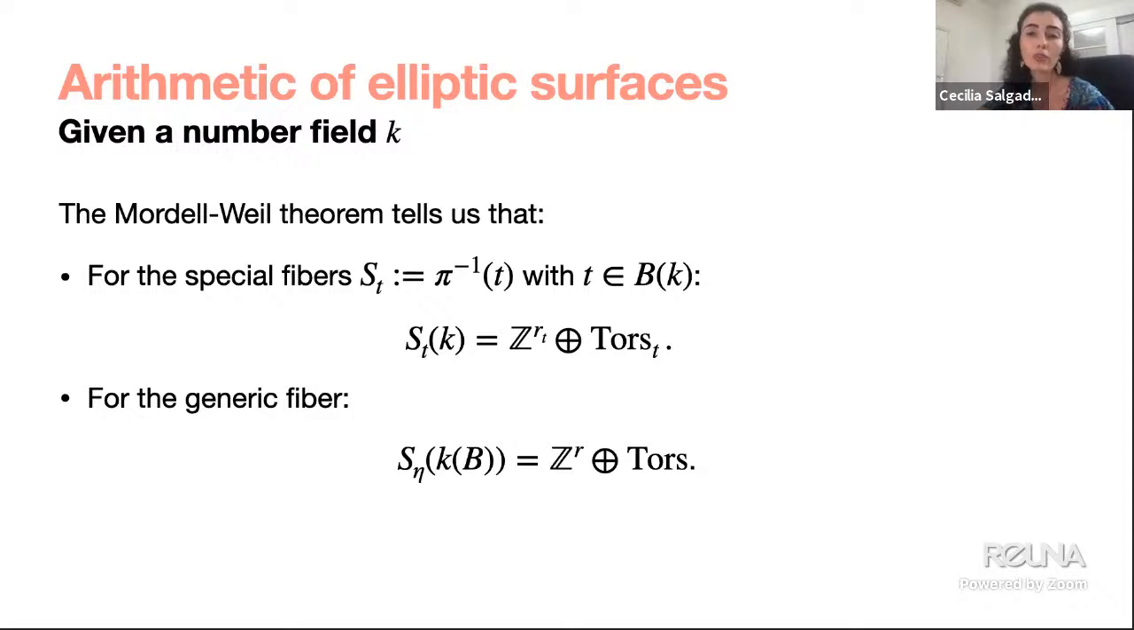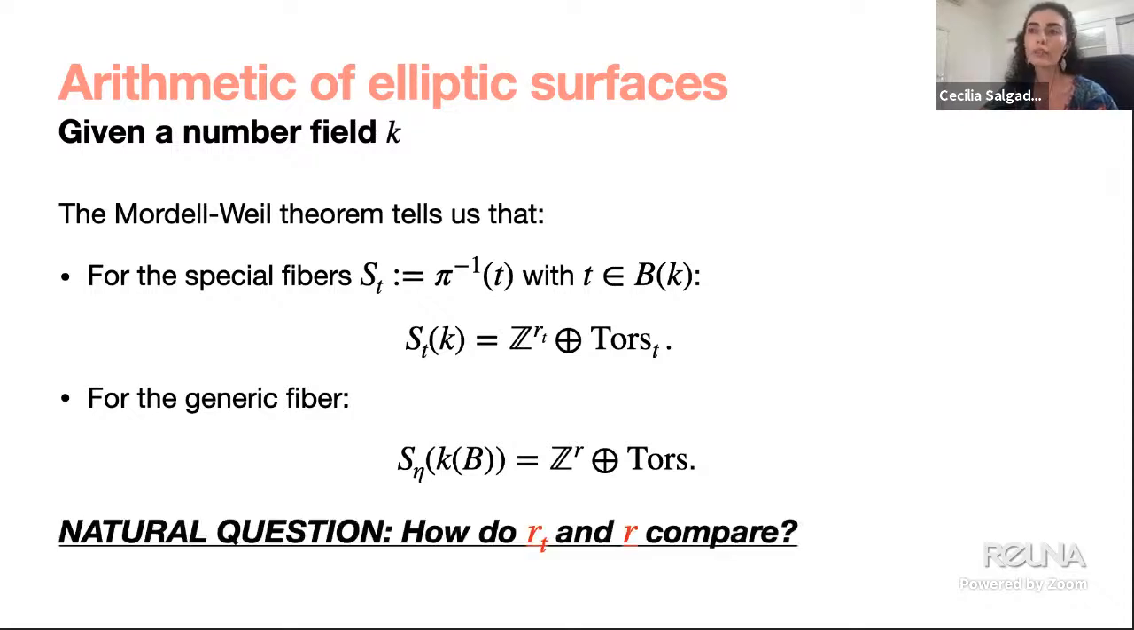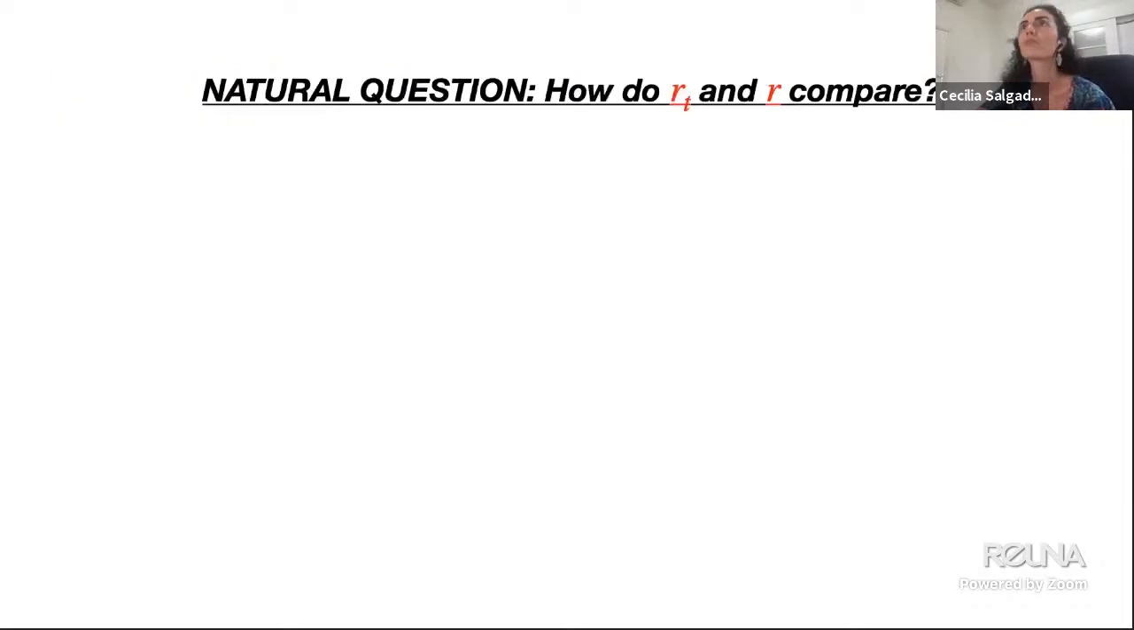And now we come to the natural question when we see these two quantities on the same screen, which is how do RT and R relate to each other? How do they compare? How can I relate them? Is one bigger than the other? Are they the same? What can we say about them? So I'm going to repeat this question on the next slide so we can think a little bit more about it, and I can tell you what we know about it.